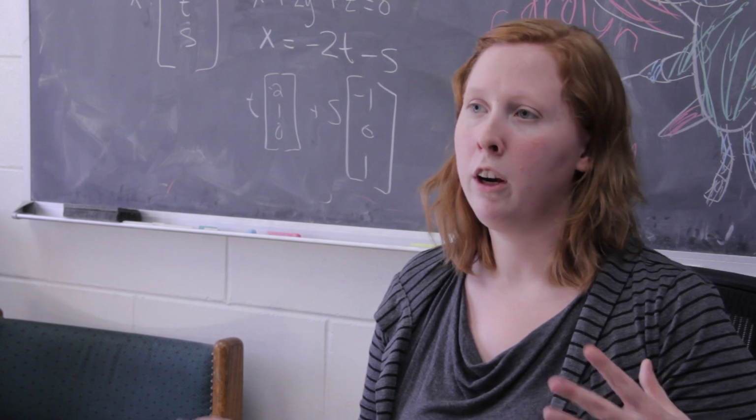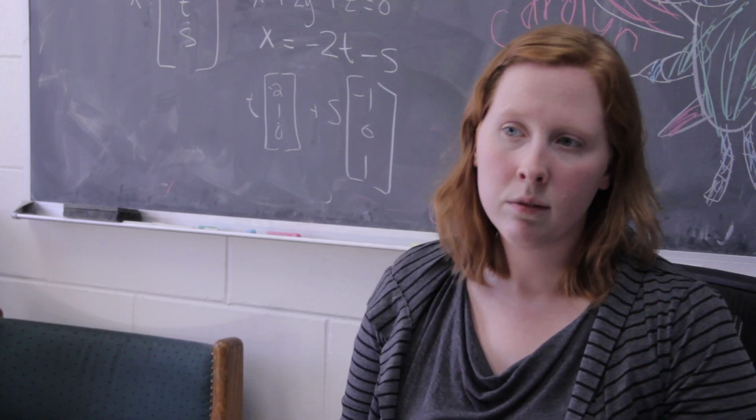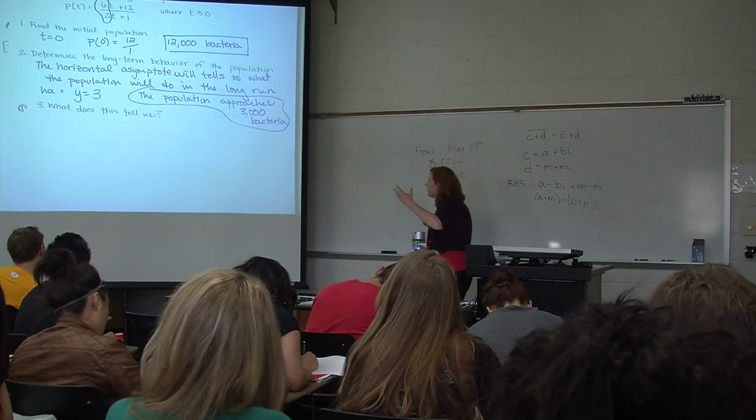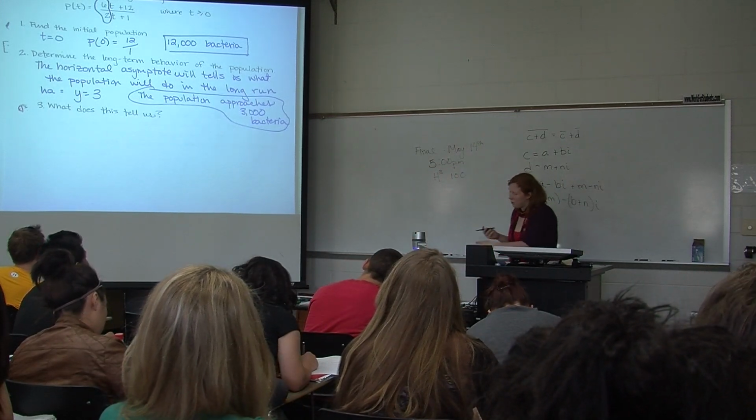And when you do have your calculator, when you see something, what does it mean? I know my population is definitely decreasing, right? I started with 12,000. In the end, I'm going to get somewhere around 3,000.